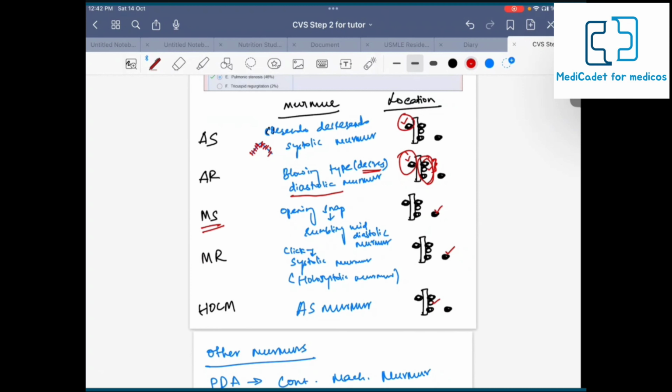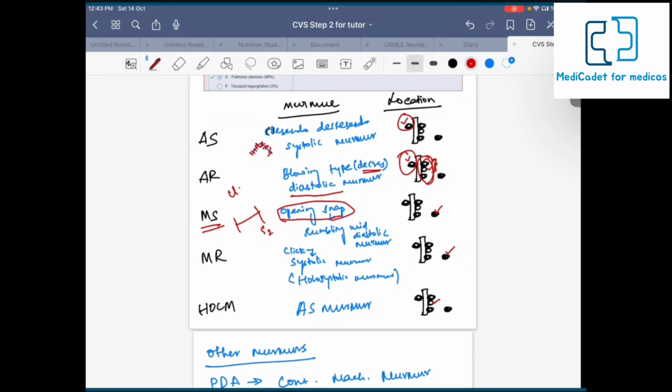When it comes to mitral stenosis, there's usually an opening snap, but they will not mention the words opening snap. They will mention something like a sound that was heard next to the S2, close to the S2, a low-pitched sound, in diastole. So they will not mention the opening snap.